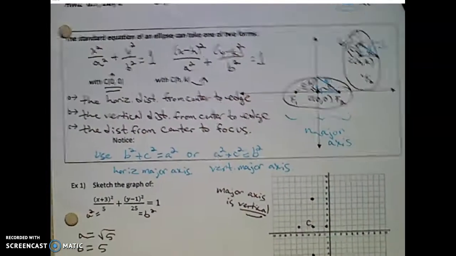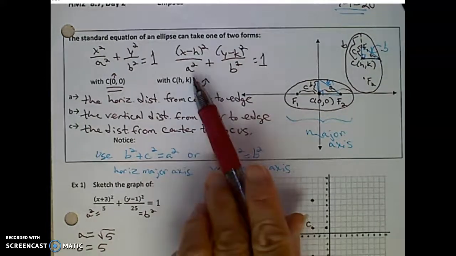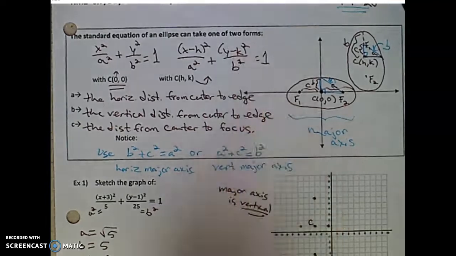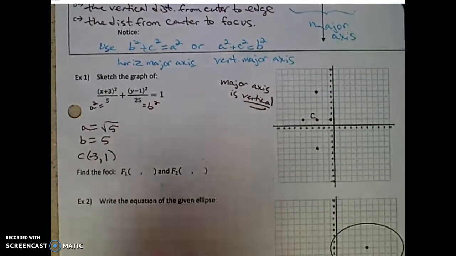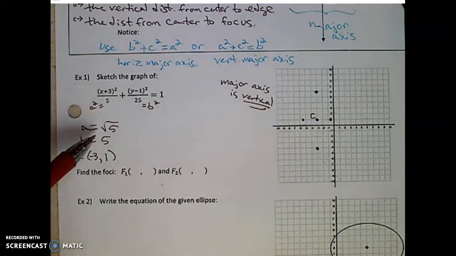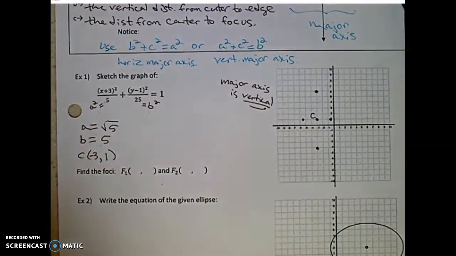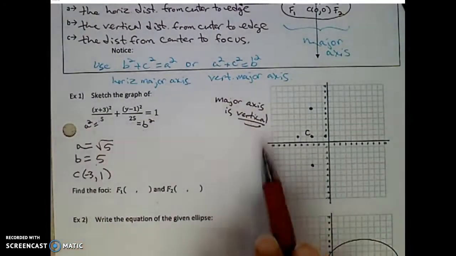Okay, using my standard equation of an ellipse, the first denominator is a squared under the x, and the second denominator under the y is b squared for the vertical. I find that a squared is 5, so a is the square root of 5. B squared is 25, so b is 5. That means that my major axis is vertical.